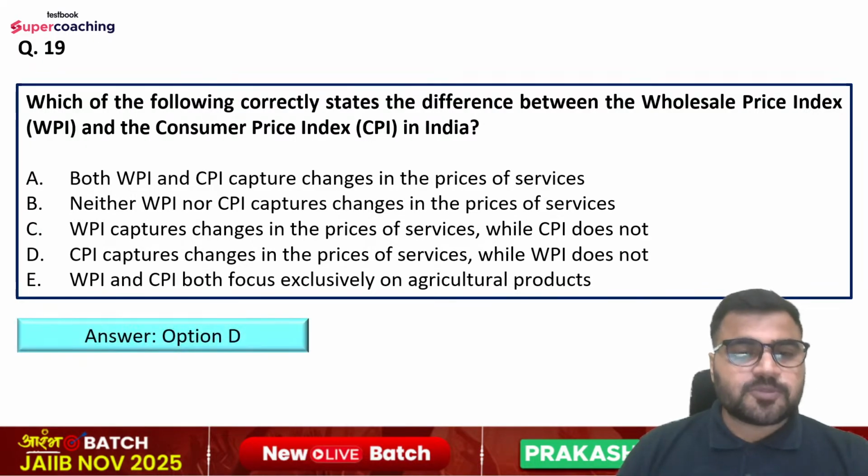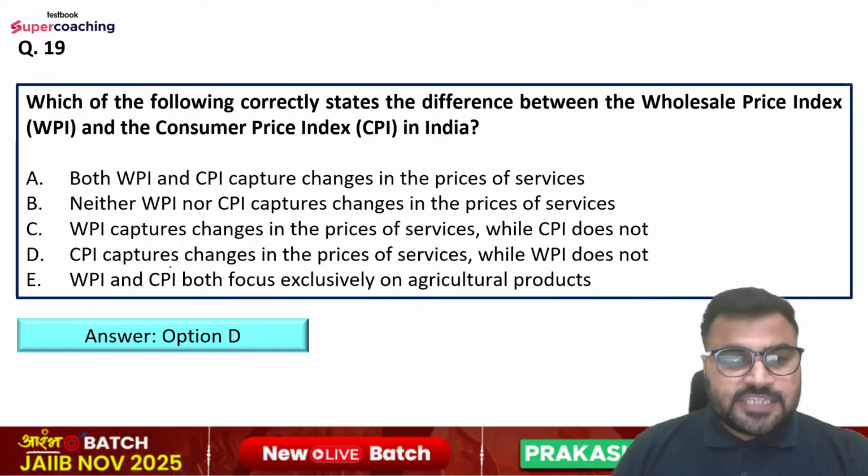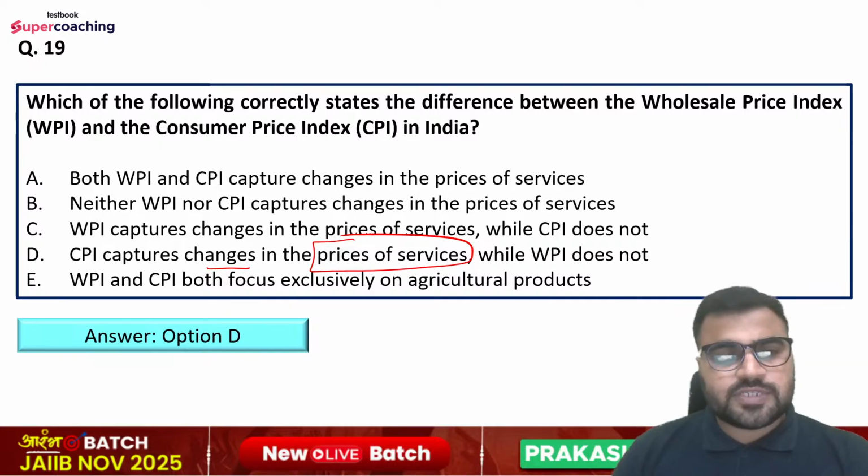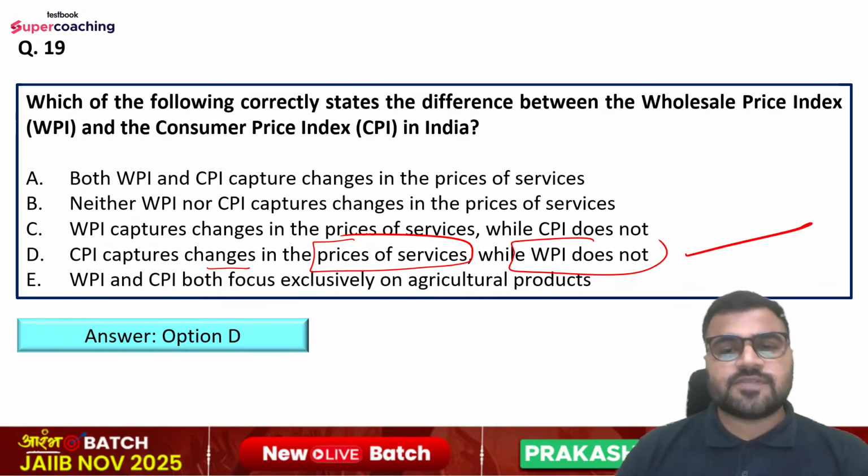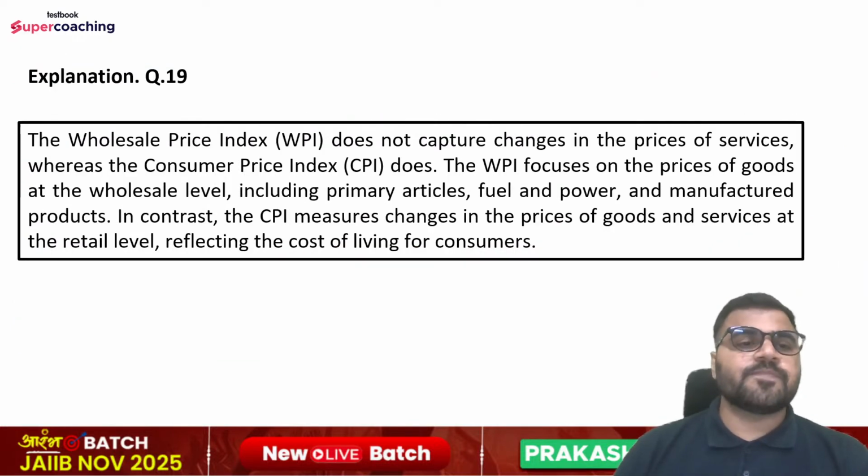So the right answer is option number D here, that is CPI captures the change in the prices of services. So CPI captures change in the prices of both goods and services, while WPI does not capture the change in the prices of services. It captures the change in the prices of goods.